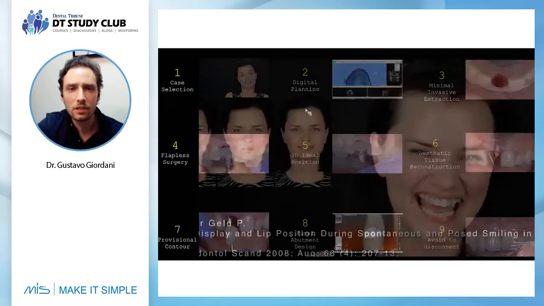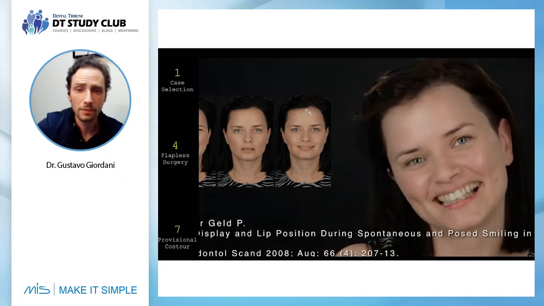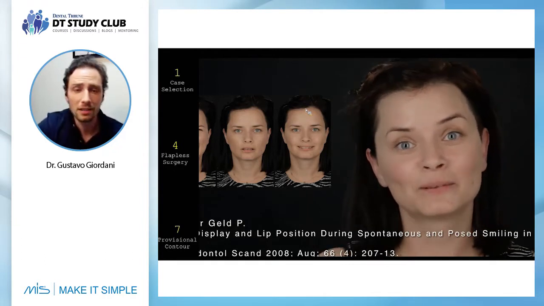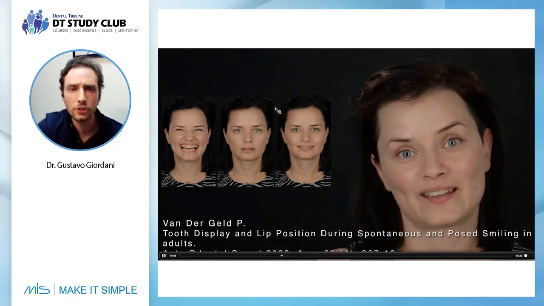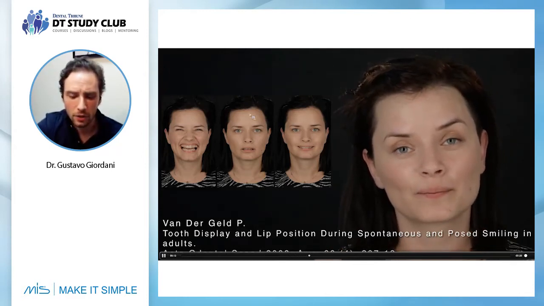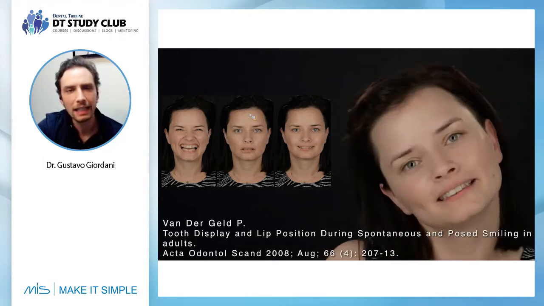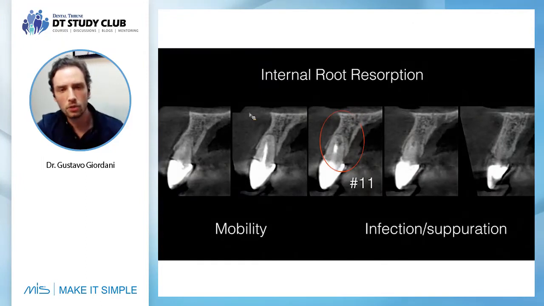So when we started Monica's case, as I said, we did all the exams, we took the pictures of the face. We did the videos so we could discuss with the team. Everything was okay for our rehabilitation. But when we started to check Monica's case clinically, we saw many problems in one single central. We saw mobility of tooth number 11. We saw infection, we saw suppuration with mobility, so the tooth was not okay.